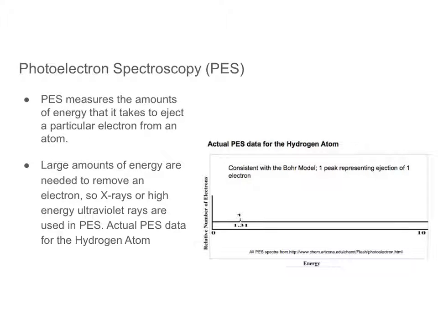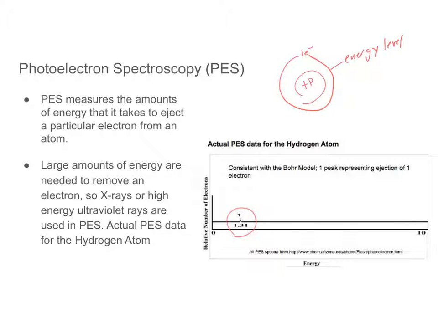So let's look at some actual photoelectron spectroscopy data. And here's hydrogen. Here's why this works. If I were to draw the Bohr model for hydrogen, we would have the one proton, and then we would have the one electron. And that supports, so in this energy level there's one electron, and in the PES data there is also evidence for one electron. So the one peak represents the ejection of one electron.